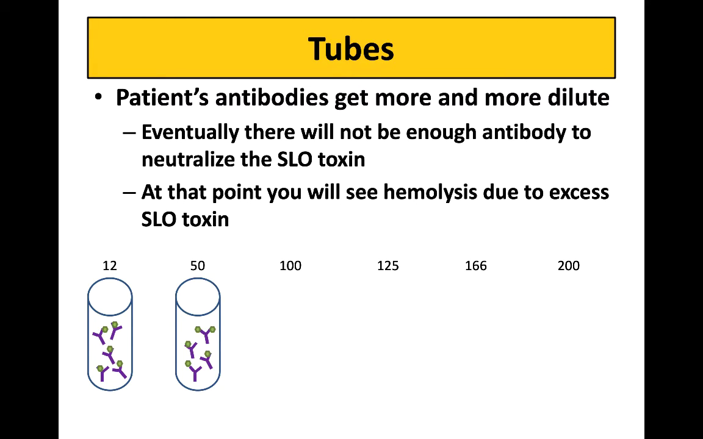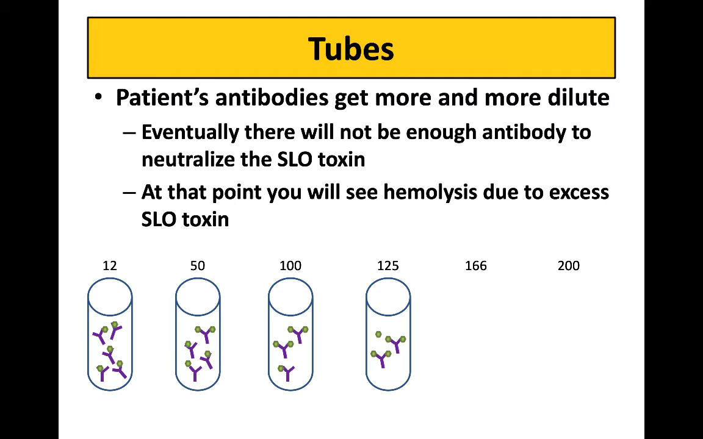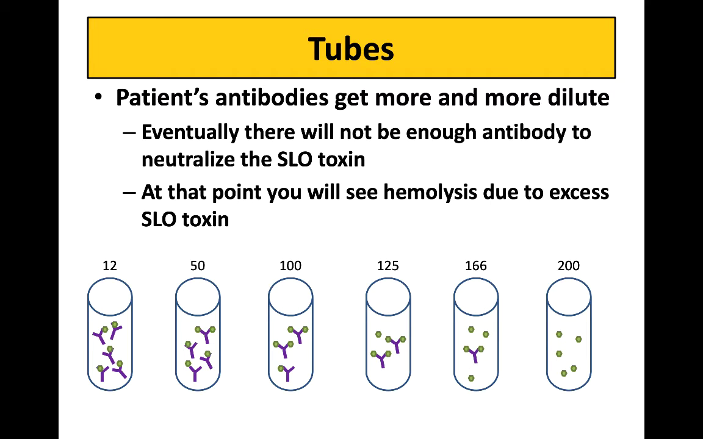So if you look at our tubes here, you can see obviously in the low tube, the early tube, there's more than enough antibody to neutralize the toxin. The next tube, it looks like we have enough antibody to neutralize the toxin. Getting a little bit different here at tube 100, but still enough. Okay, now we're starting to see some free SLO in tube 125. There's more free SLO in tube 166, and there's completely free SLO in tube 200. So basically we have diluted our specimen out, and when you look at the instructions, you'll see how we prepare these dilutions. But we've diluted our patient sample out to the point where there's not enough antibody present to bind to the SLO that we add.